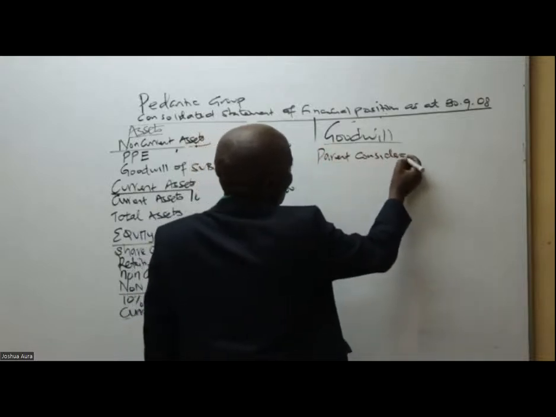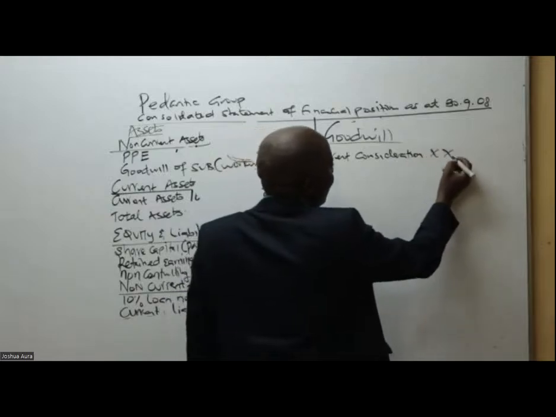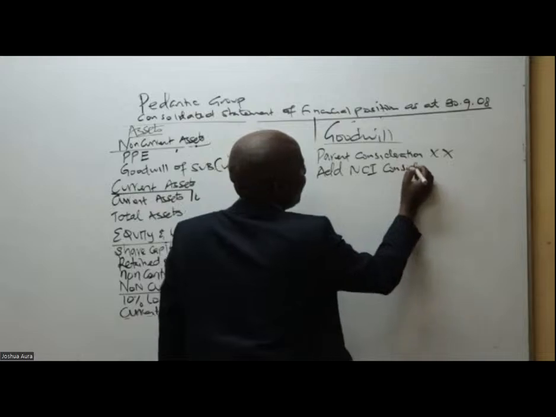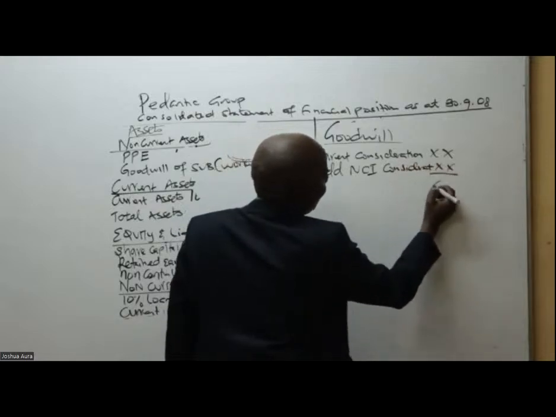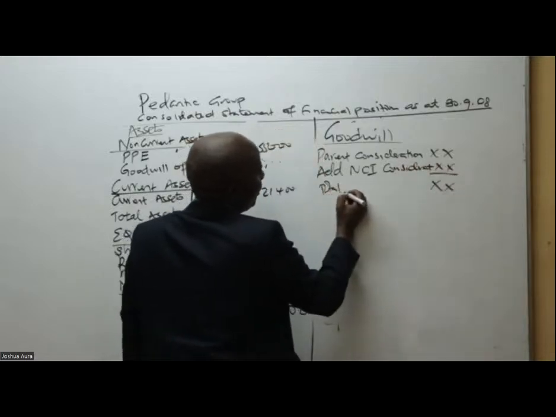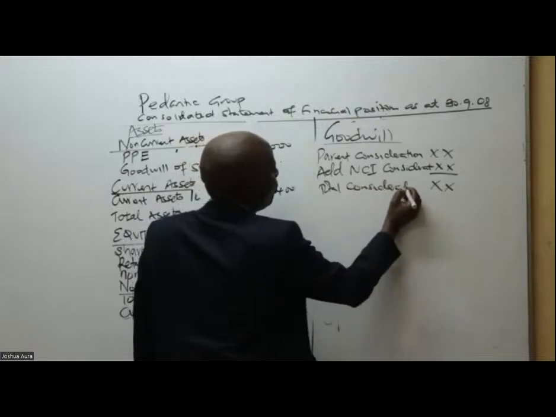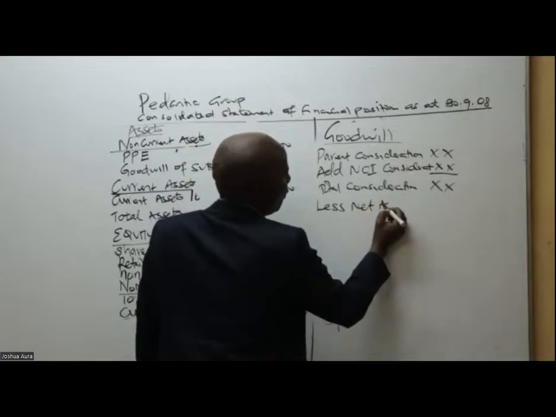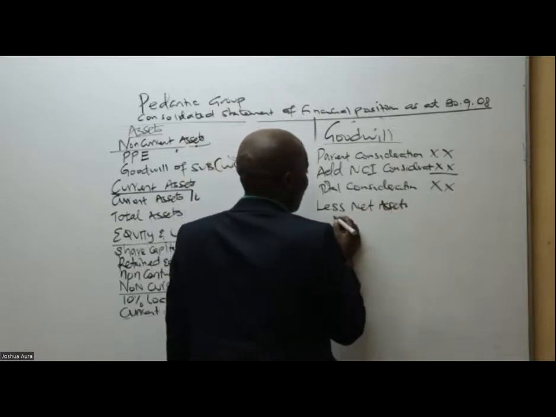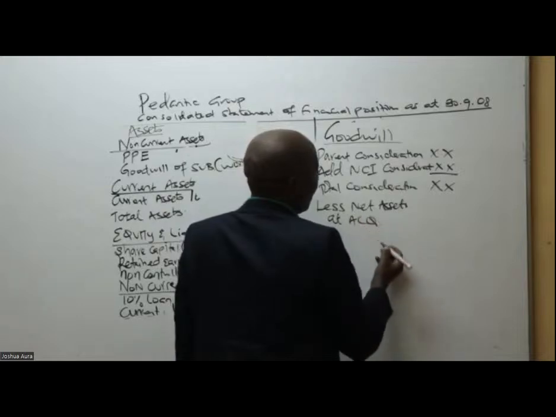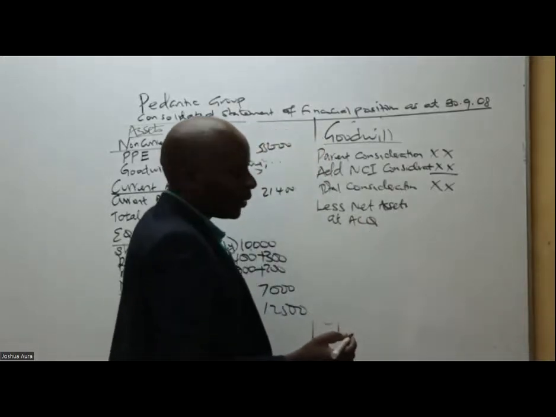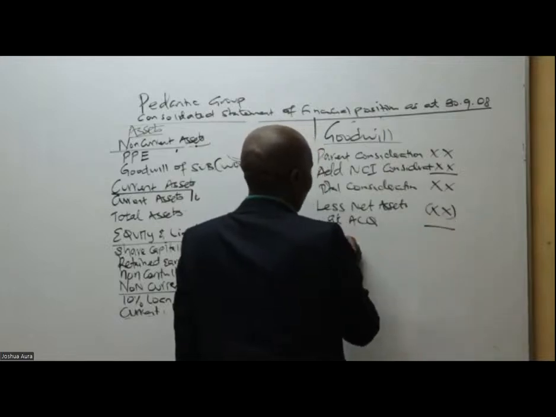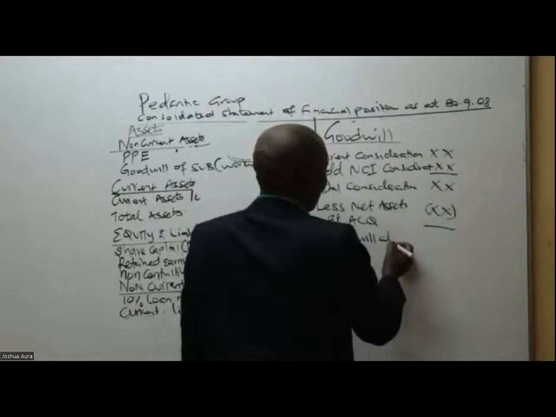The parent's consideration. We come and add the NCI's consideration. Add like that, you get the total consideration. Then you say less net assets at acquisition, the figure that you had of 11,000. And then whatever you get here will be called goodwill at acquisition.